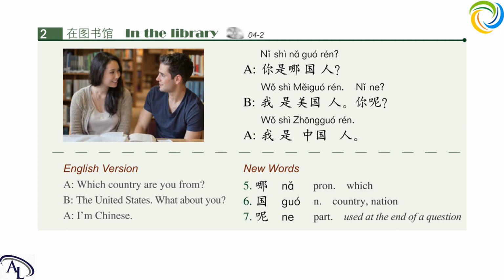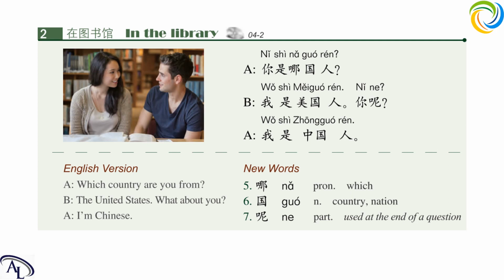Okay, it is a particle. And it is usually used at the end of a question. Okay, now let's read it from the start, each word twice. 3, 2, 1. 哪国 呢. Very good. Now let's move on to the text.